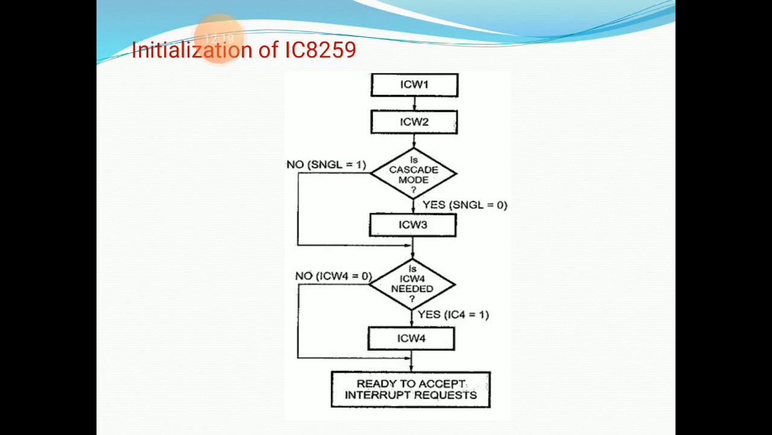Next, whether ICW4 is needed or not depends upon the ICW1 format. If it is 0, there is no need of ICW4. If it is 1, ICW4 is needed. After that, the IC8259 can accept the interrupt requests after initializing ICW1, 2, 3 and 4.